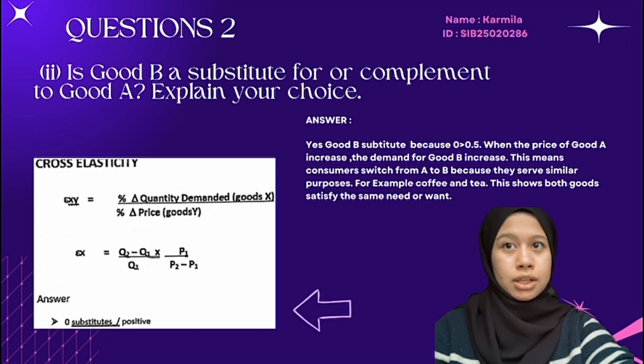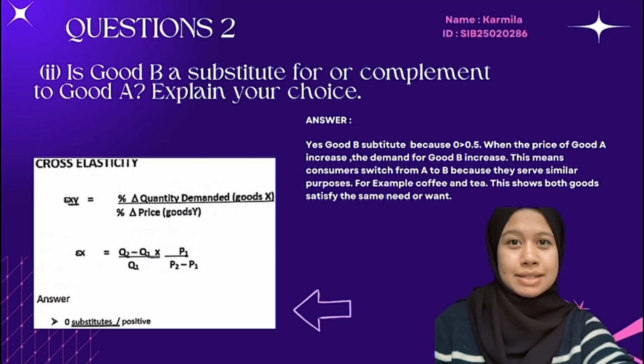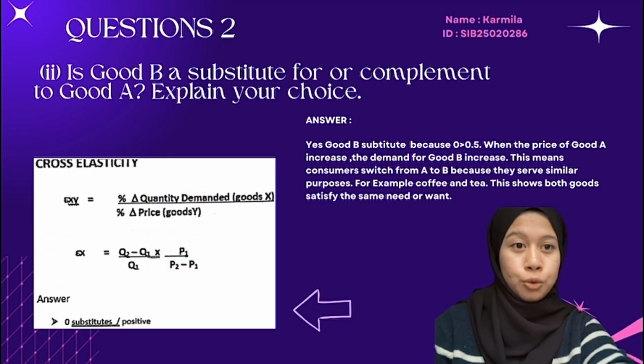For the last question, is good B a substitute or complement to good A? Explain your choice. This is my answer. Yes, good B is a substitute because the value is more than 0. When the price of good A increases, the demand for good B increases. This means consumers switch from A to B because they serve a similar purpose. For example, coffee and tea: both goods satisfy the same need or want.